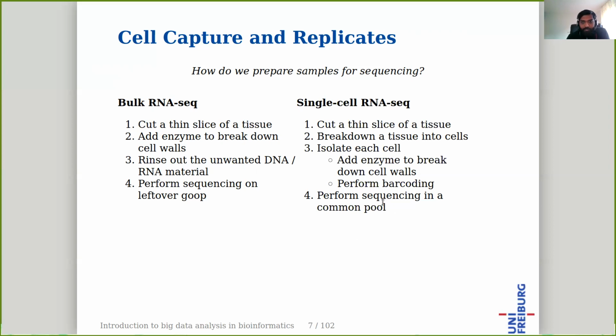And then after barcoding, we pool all the RNA from the cells together, and then sequence them together in a common pool.